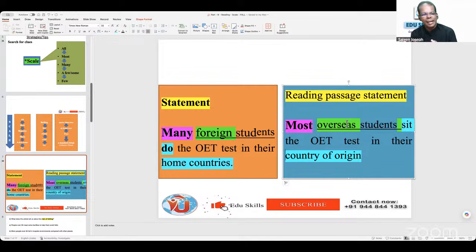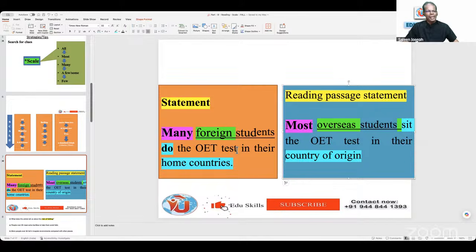Foreign, overseas, that is a synonym. Synonym means different words giving the same meaning. Whereas sit, do are synonyms, home countries, country of origin is known as a synonymous expression or synonymous language. It means a group of words substituted by another group of words. And this first sentence is paraphrased in the second sentence.